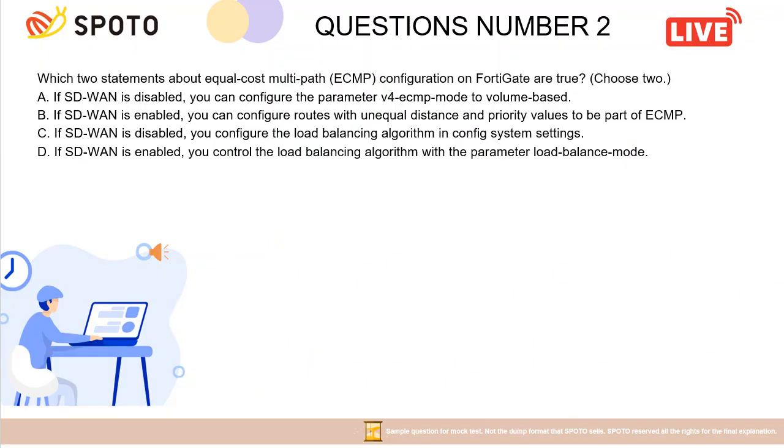Question 2. Which two statements about equal cost multipath (ECMP) configuration on FortiGate are true? Choose 2. A. If SD-WAN is disabled, you can configure the parameter v4-mode to volume-based. B. If SD-WAN is enabled, you can configure routes with unequal distance and priority values to be part of ECMP. C. If SD-WAN is disabled, you configure the load balancing algorithm in config system settings. D. If SD-WAN is enabled, you control the load balancing algorithm with the parameter load-balance-mode. You have 15 seconds to answer.